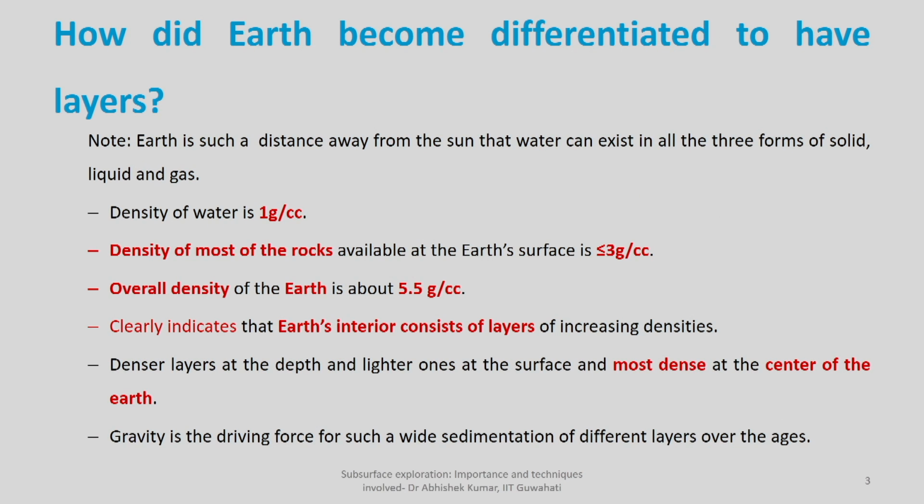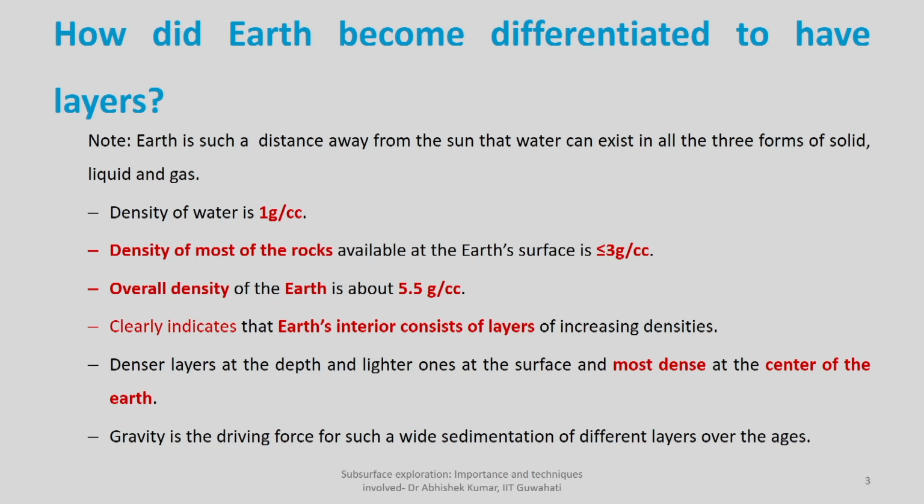Now, one question which always comes to our mind is how did the earth become differentiated into different layers? You understand that the earth is not a uniformly distributed landmass, and the medium density is not constant throughout. First of all, the earth is at such a distance from the sun that water can exist in all three possible forms: solid, liquid as well as gas.